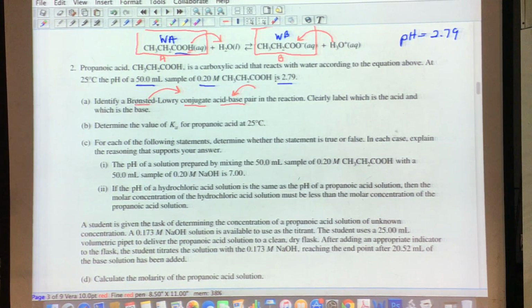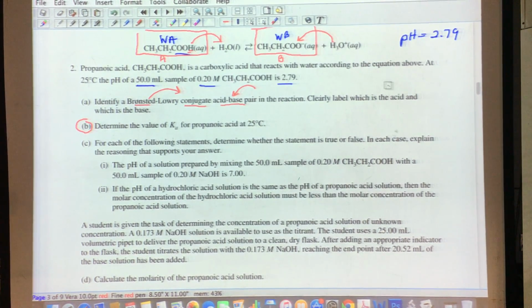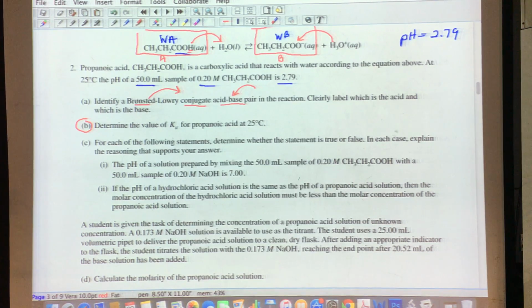I'm going to write them between the lines because I'm just tall, but I'll white out some areas. So here's B. Determine the Ka of the acid. I'm going to white out some stuff here to make some room. So they want the Ka of the acid.